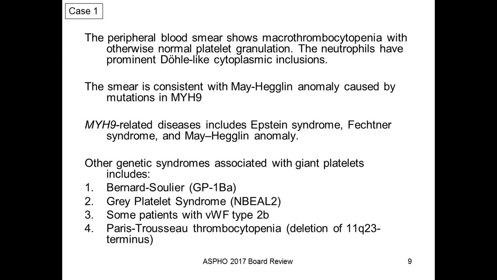A Döhle body, you can see those in reactive neutrophils, and those consist of swollen endoplasmic reticulum. In these neutrophils, the Döhle-like inclusions are actually aggregates of ribosomes. So this smear is consistent with the May-Hegglin anomaly caused by mutations in MYH9. And this is part of a spectrum of diseases that includes Epstein syndrome, Fechtner syndrome, and the May-Hegglin anomaly.